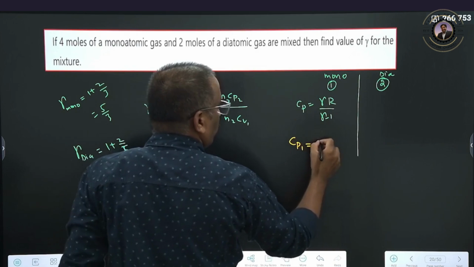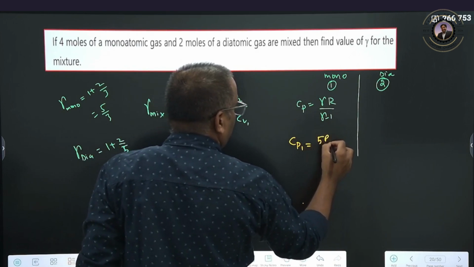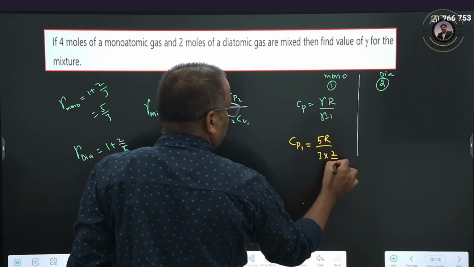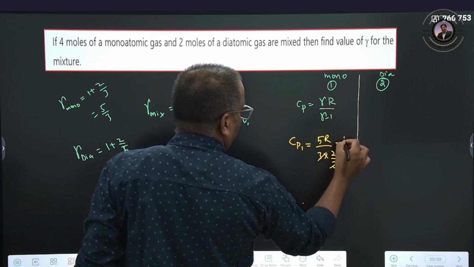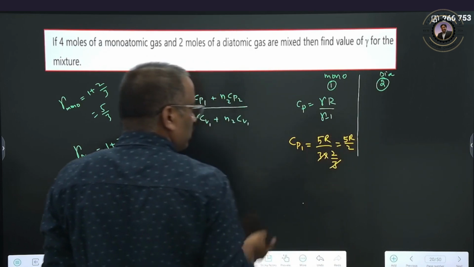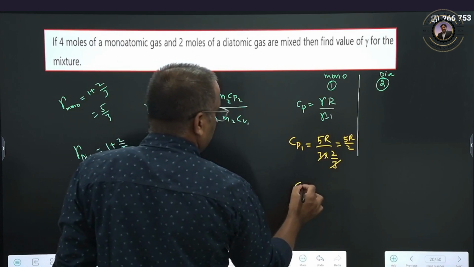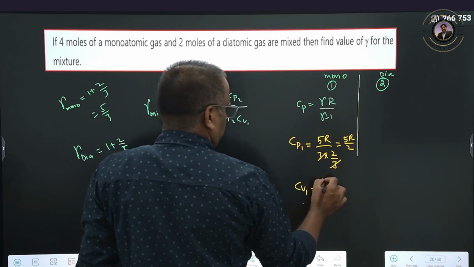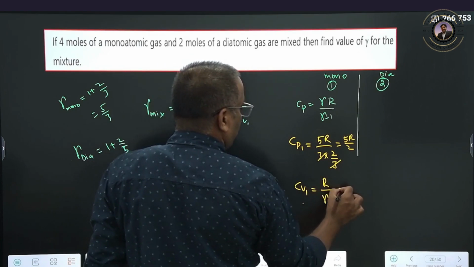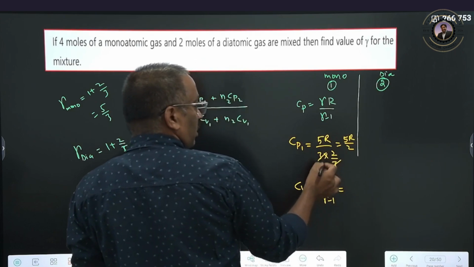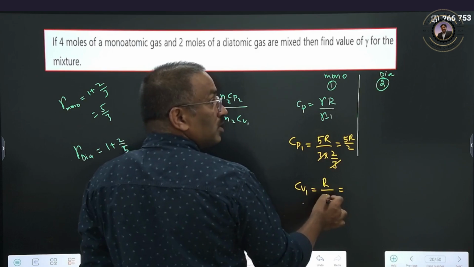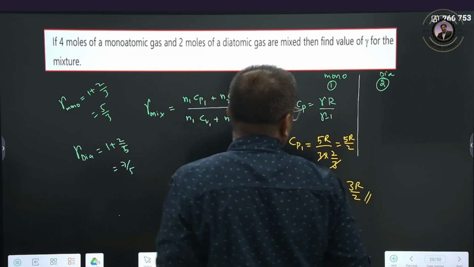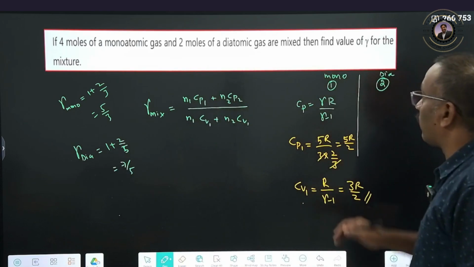No, 5 by 3 for mono: 5R by 3 into 5 by 3 minus 1, so 2 by 3 gets canceled out, therefore 5R by 2. So this is the value. Clear? Cv1 for monoatomic is R by gamma minus 1, therefore here 5 by 3 minus 1 means 3 by 3, R by 2. Clear? So this is your Cp1 and Cv1 for monoatomic.